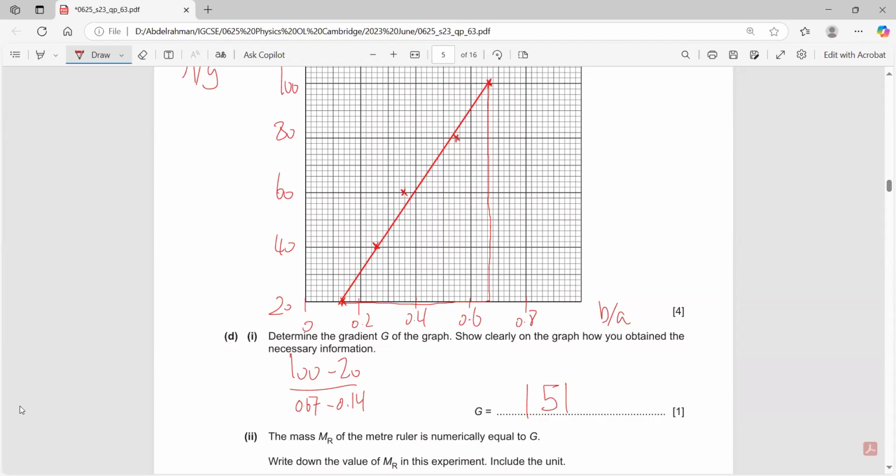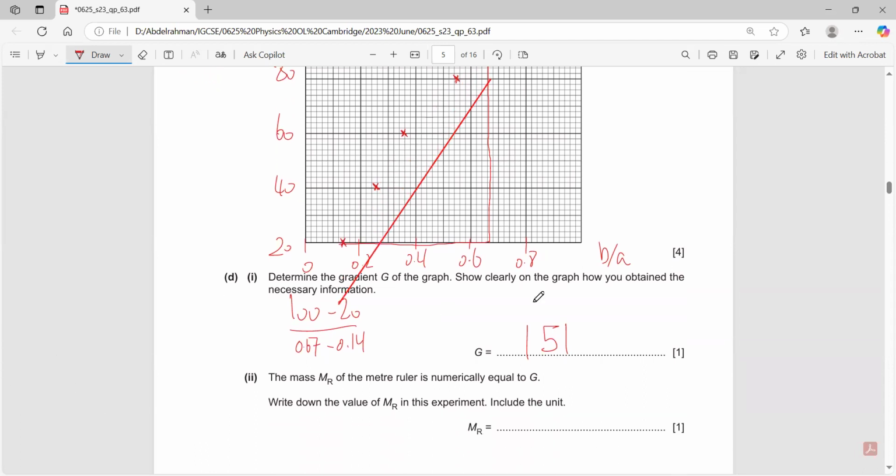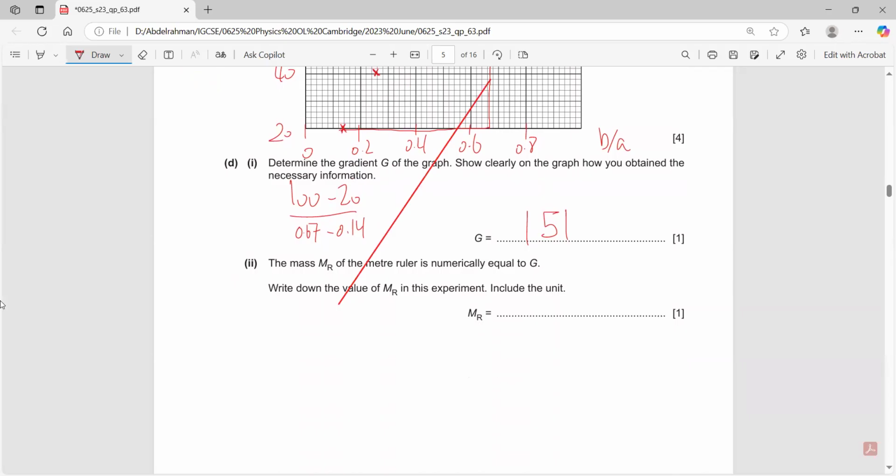Next question. He's saying the mass of the meter ruler is equivalent to the gradient. It's the same value. Can I include the unit of the mass? It's grams, so basically 151 grams. It is the same value.